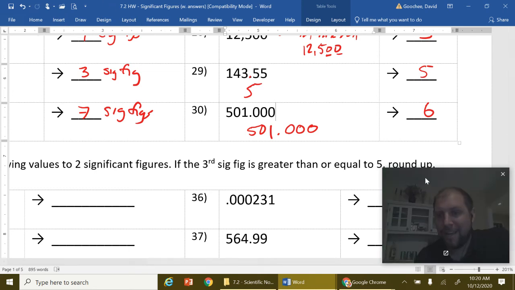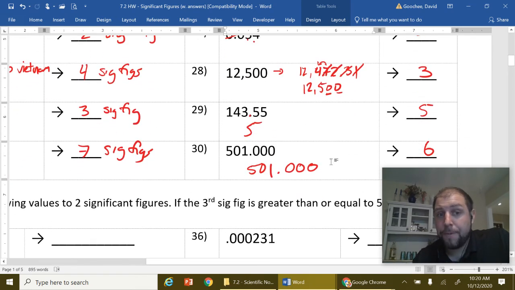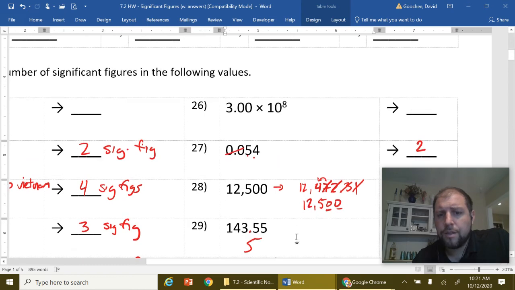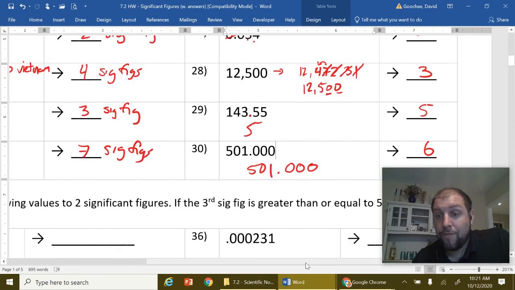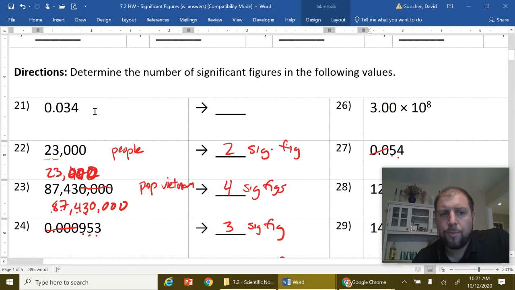Okay? So there you go, guys. That's how you do this, okay? If it's a big number, ignore the zeros on the end, and that's how many significant figures you have left. If it's a small number, ignore the zeros at the beginning, okay? And if you have a number with a decimal point in the middle, everything counts. Okay, there's one more sample problem I want to do.